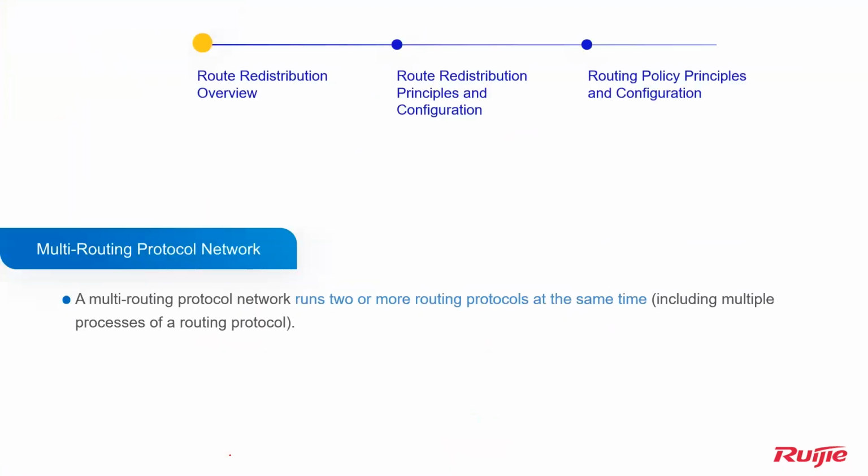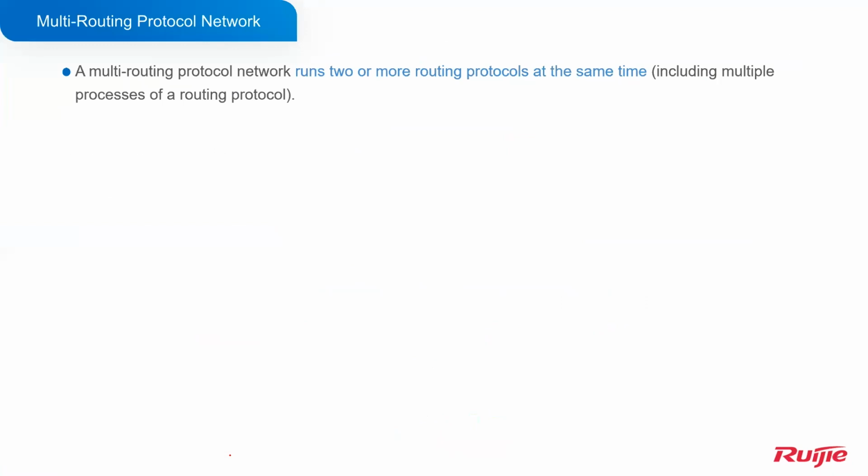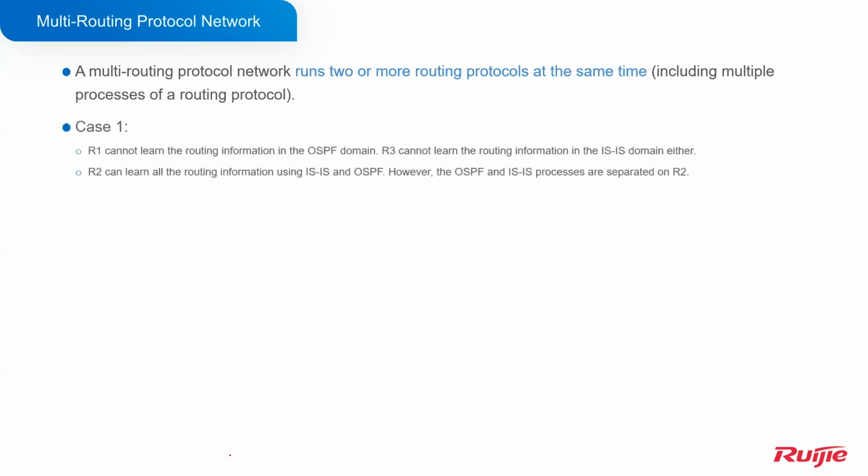So about route redistribution, let's see the overview of it first. A multi-routing protocol network runs two or even more routing protocols at the same time. Or in some cases, they are running the same routing protocol, but the process ID is different. So we think actually there are two different processes, two different routing protocols. For example, let's see some cases.